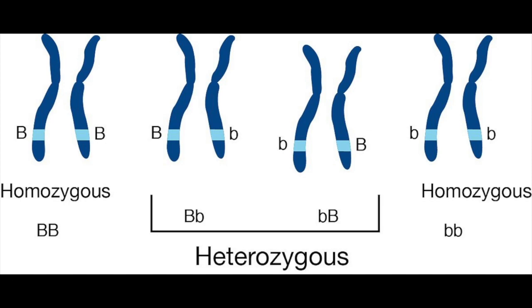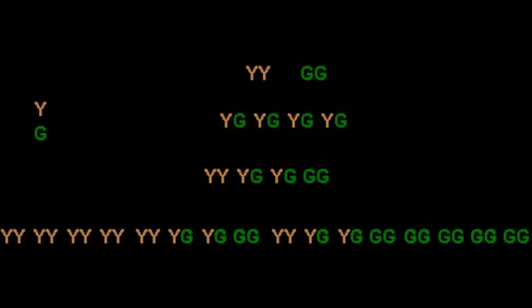Homozygous is when you only carry 1 trait. Heterozygous is when you have both. And the letters actually represent something called alleles. So now we understand Punnett squares. It is time to understand evolution.